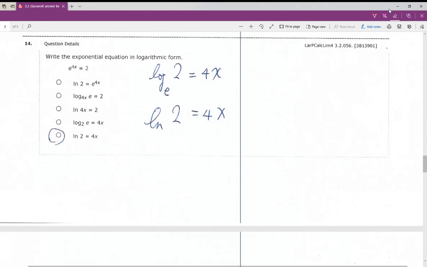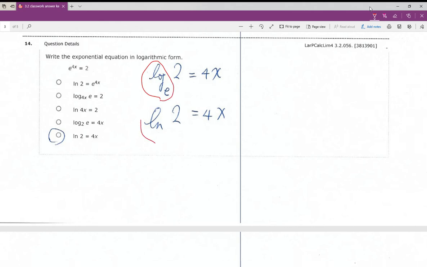Number 14. Base is e. When you have base e, you may rewrite the base e function to look like ln. And the input needs to be the original output. The exponent will be the output for the logarithmic function. So you need to write it down in the right location.